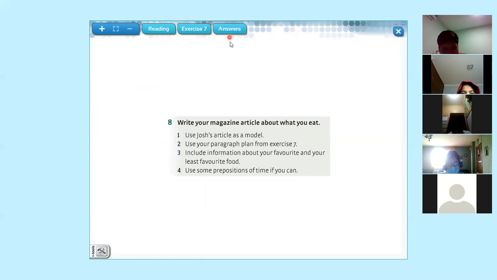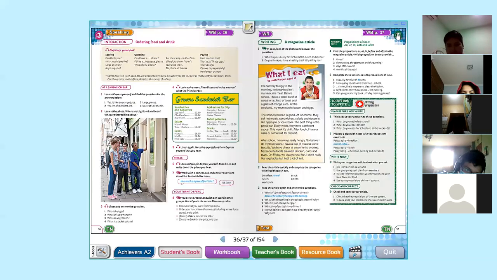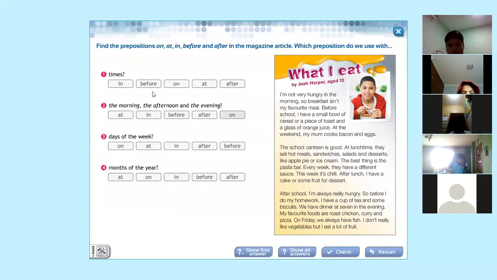You are going to write your magazine article about what you eat. Use the model in number 1. Use paragraph plan exercise 7. Include information about your favorite and least favorite food. Okay? You are going to write a similar form. The only thing that we are going to include here is a review about this. Remember, attention everybody, when we talk about times, we talk about some specific moments of this.